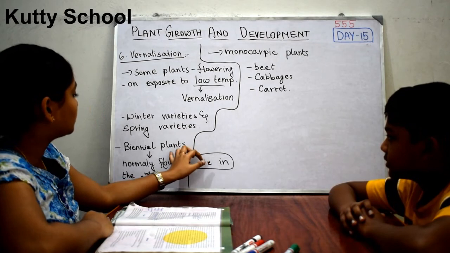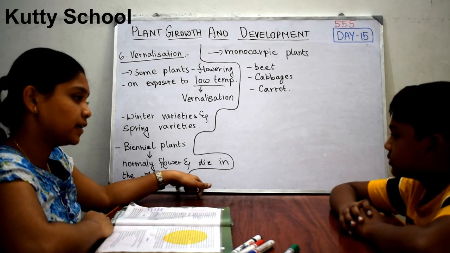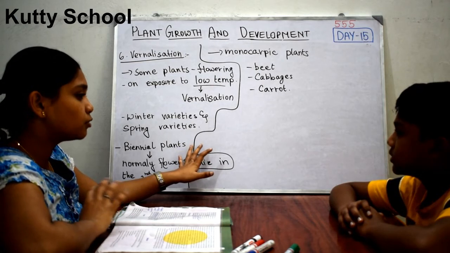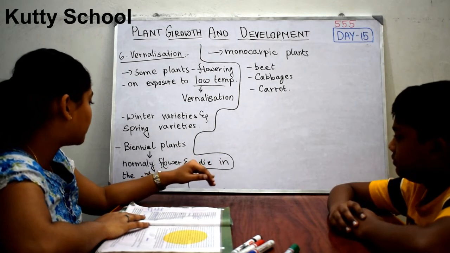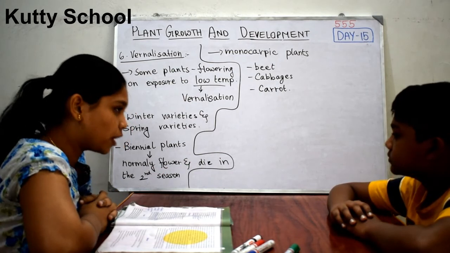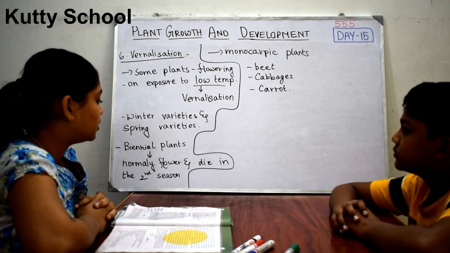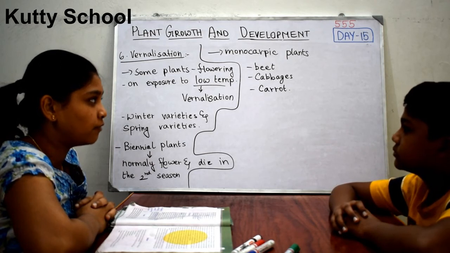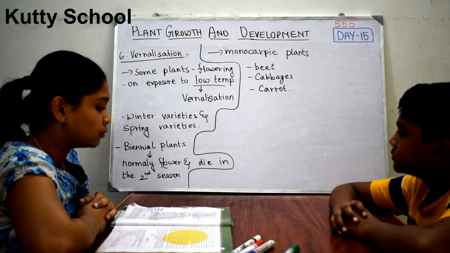There are some other plants called biennial plants. These normally flower and die in the second season. Such plants can be harvested two times in the year. They are also known as monocarpic plants. Examples are wheat, cabbage, and carrot. If these plants are given low temperature conditions, they can be retained for a long period of time and they flower for a long period of time. So that is the use of vernalization. With this the chapter completes.